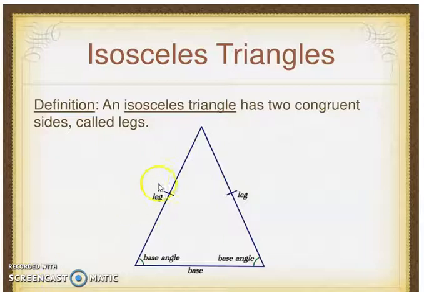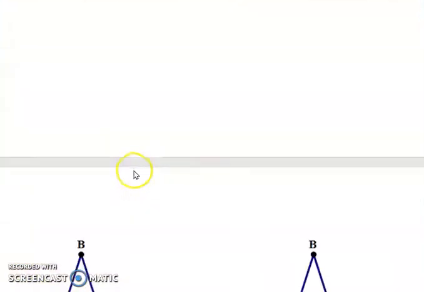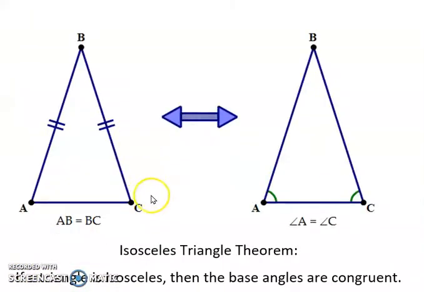So with the isosceles triangle, we realize that the isosceles triangle theorem happens. If you have an isosceles triangle, in other words, you have two legs that are congruent, you automatically get the two angles on the bottom, called base angles, as being congruent. So let's see how we use that.